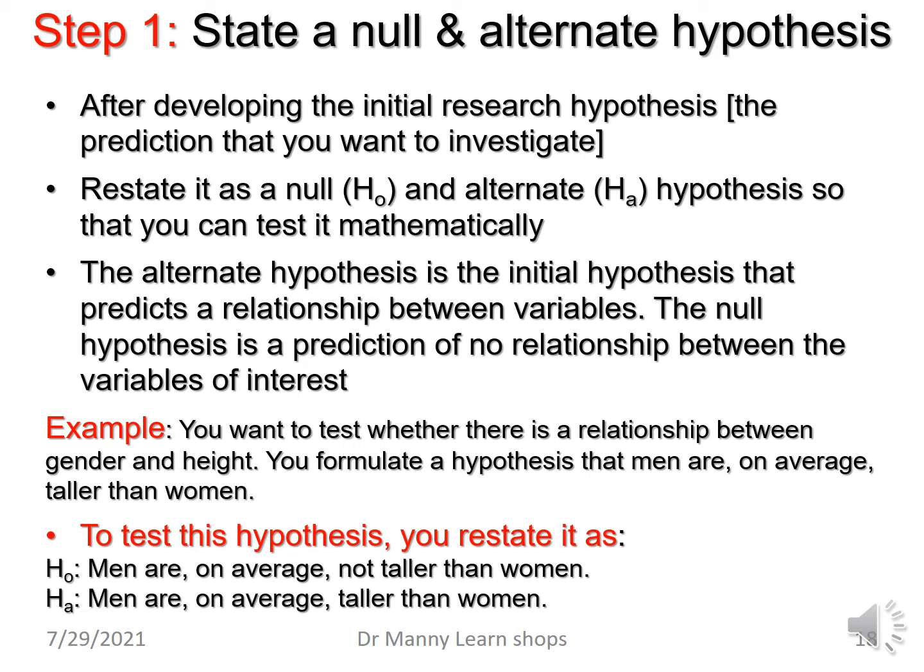So for example, you want to test whether there's a relationship between gender and height. You formulate a hypothesis that men on average are taller than women. To test this hypothesis, you have to restate it. The null hypothesis: men are on average not taller than women. The alternative hypothesis: men are on average taller than women.